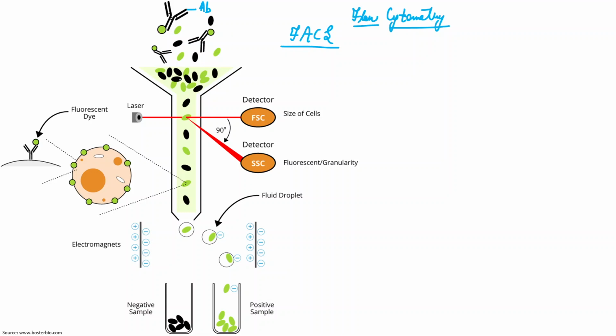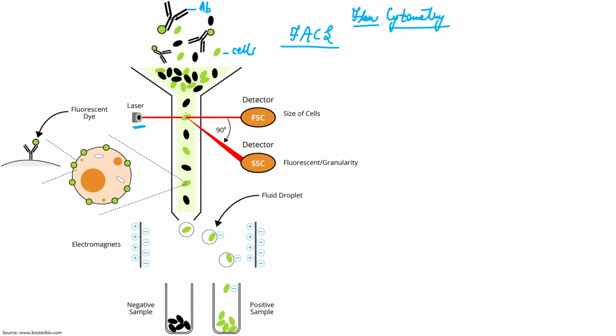So what happens here in a liquid stream? These are your cells, these green dots and black dots. In this liquid stream, a laser beam passes, as you can see. Every time a cell passes through this laser beam, there will be an interference in the beam, right?